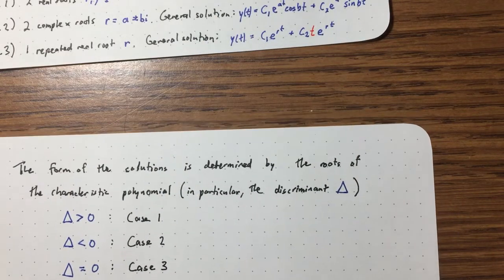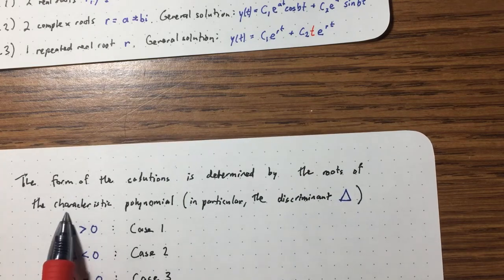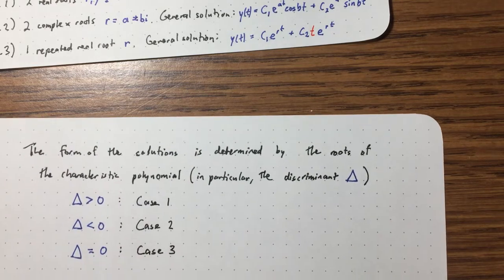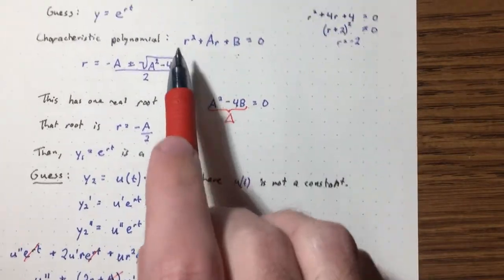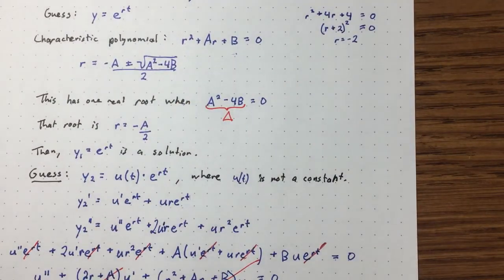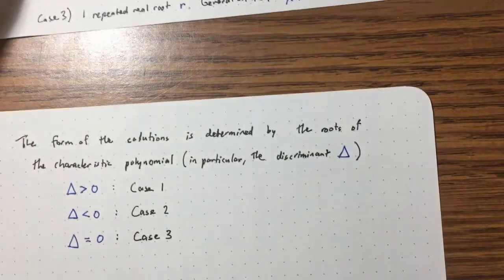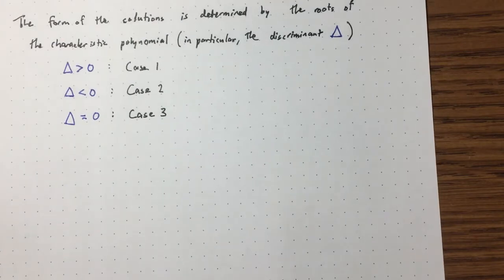And you'll see also the name characteristic polynomial is a very fitting name, because that polynomial, just this one polynomial here and its discriminant, completely characterizes the behavior of the solutions into these three categories. All right, great.